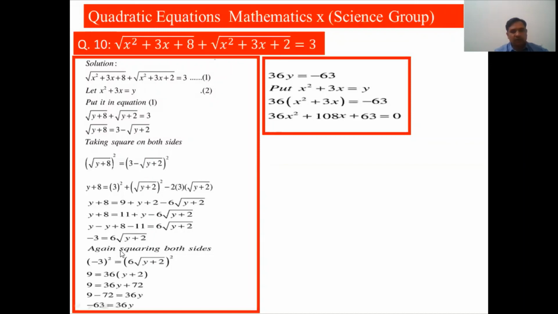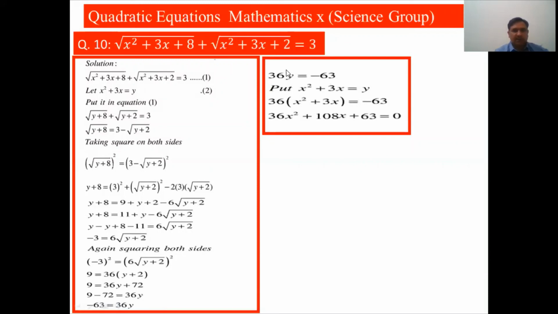Again we have to take square to remove this radical sign. So after taking square, we have here 9 is equal to 36 times y plus 2. When we multiply y with 36, we have 36y, and when we multiply this 36 with 2, we have 72. We have to shift this 72 to the left hand side of the equation. So we have 9 minus 72 is equal to 36y. So 9 minus 72 is minus 63. So 36y is equal to minus 63.